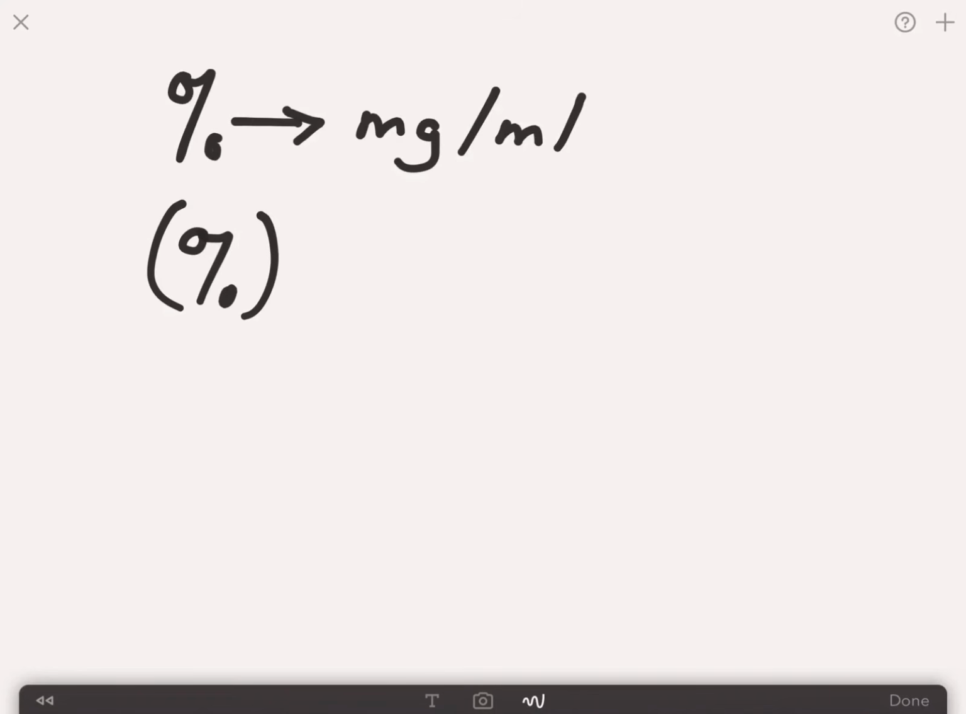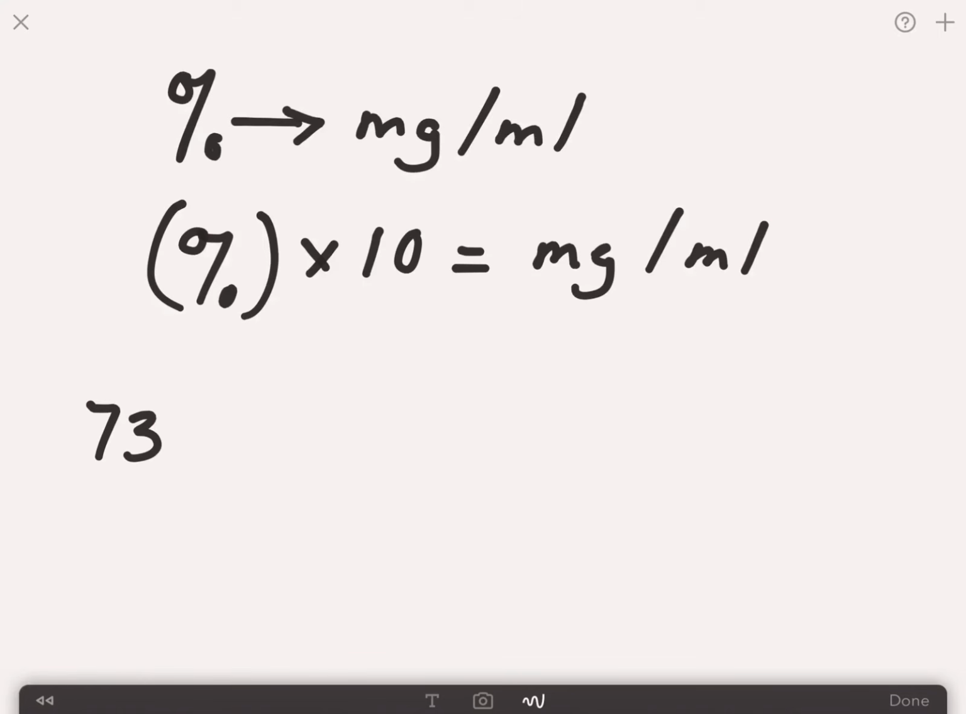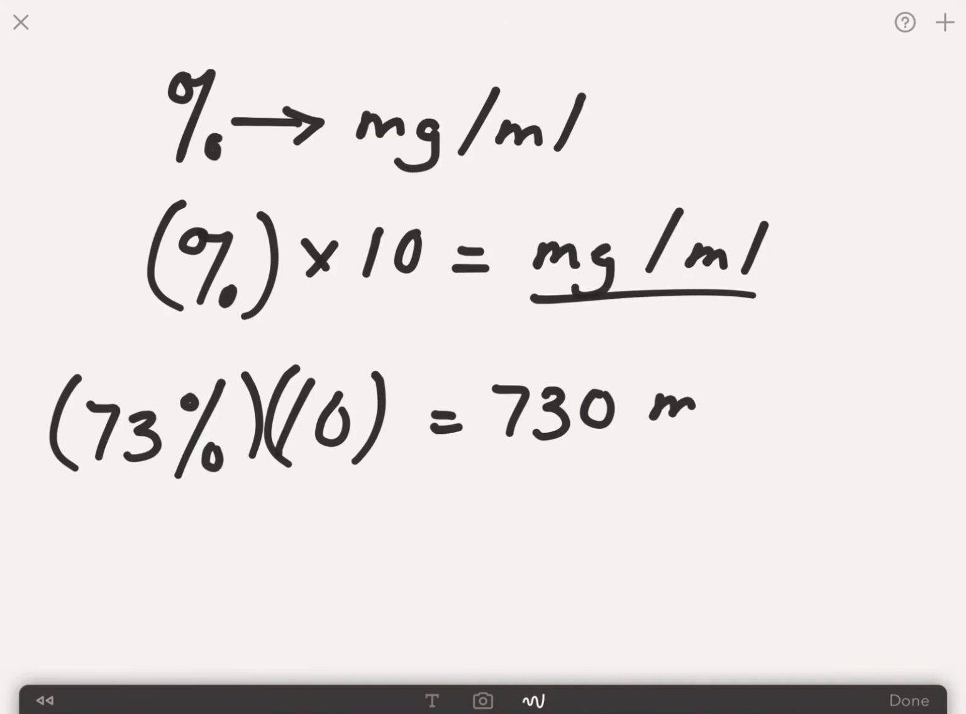Remember I said that if you have a percent solution and you want to convert to mgs per mL, you're going to multiply the percent solution times 10 to get your answer in mgs per mL. So as another example, let's say we have something that's 73%, and we want to know how many mgs per mL that is. Easy to do, multiply times 10, that's 730 mgs per mL.